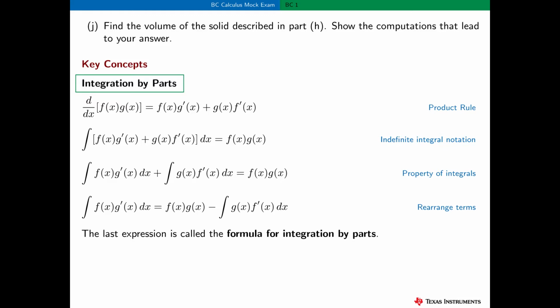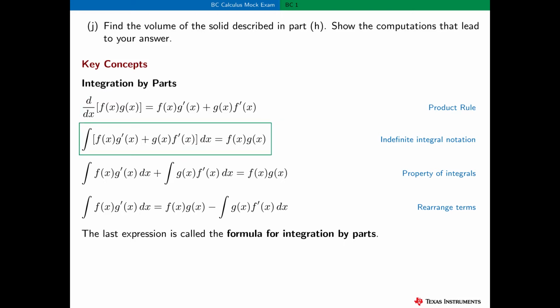And here's a little background information. Every differentiation formula has a corresponding integration formula. And the rule that corresponds to the product rule for differentiation is called integration by parts. Let's see exactly how to derive this from the product rule. Start with the product rule. The derivative of f times g is f times g prime plus g times f prime.